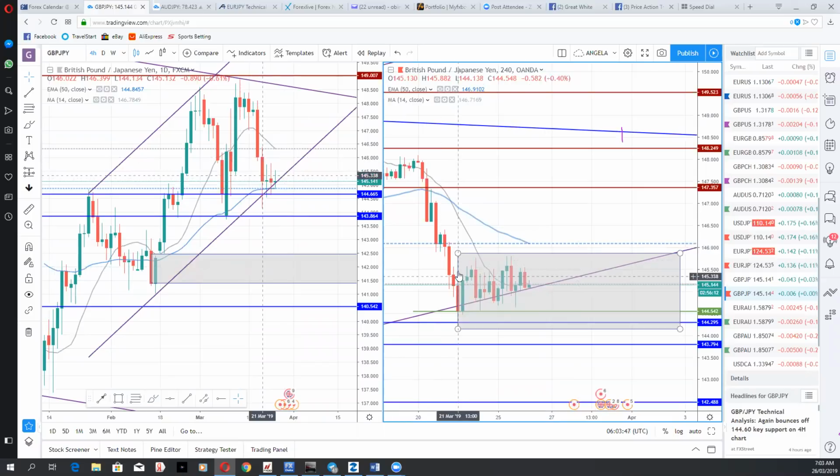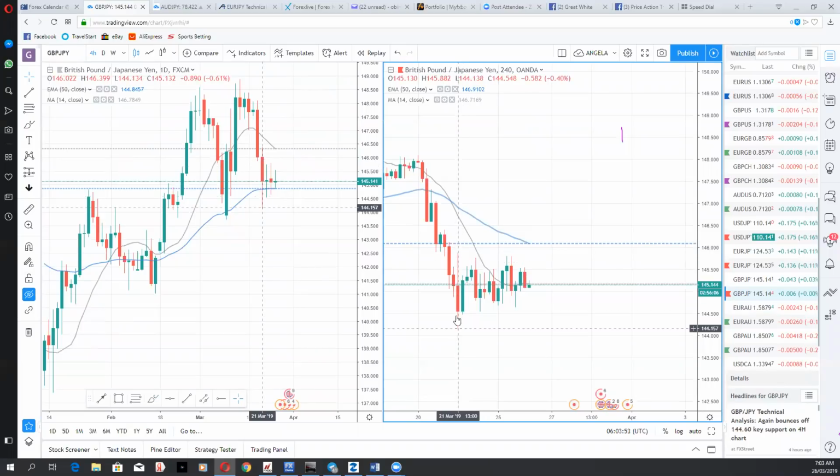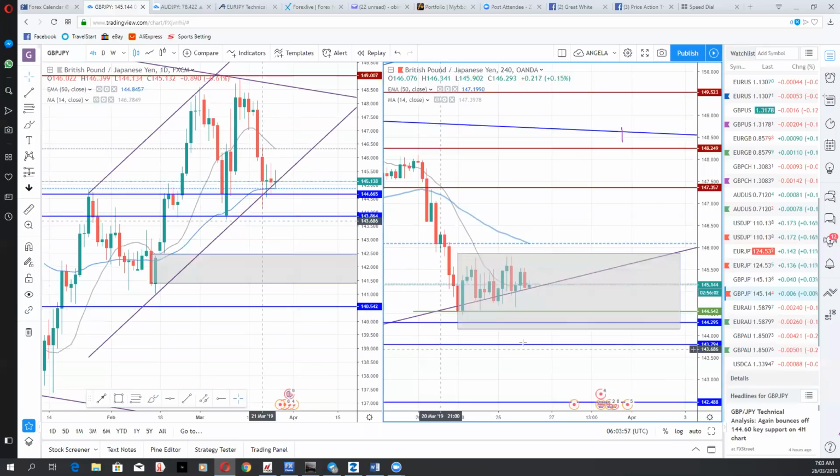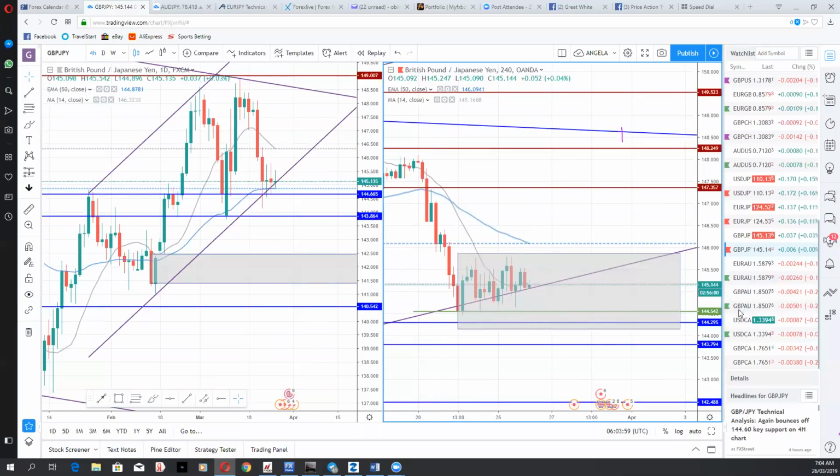This 4-hour candle here. Let me get rid of this so that you can see the candle at the moment. This candle here. That's the range at which price is running in between. So the next pair we'll be looking at is the Euro AUD.